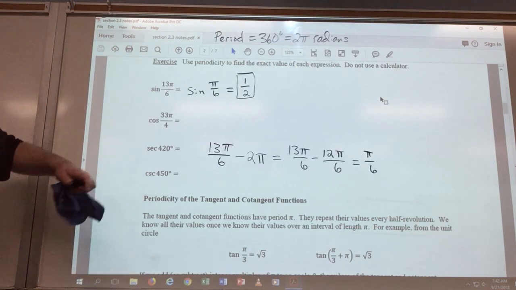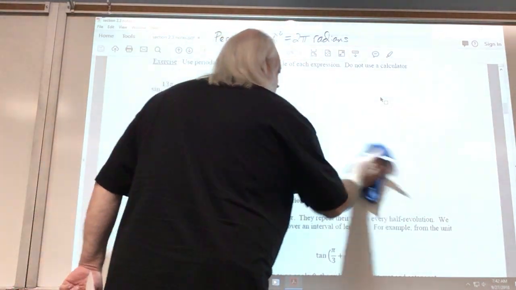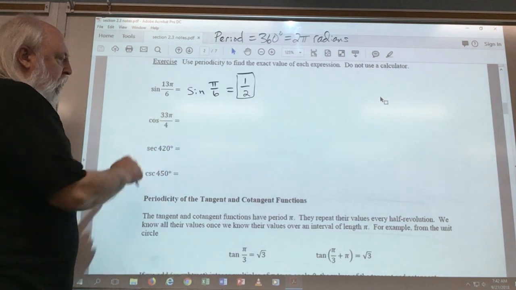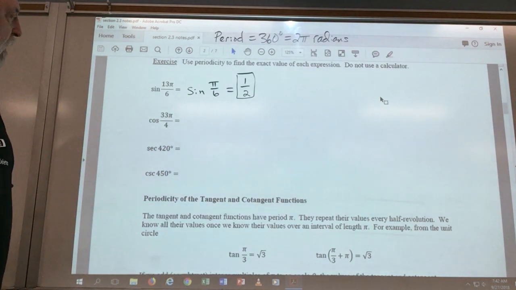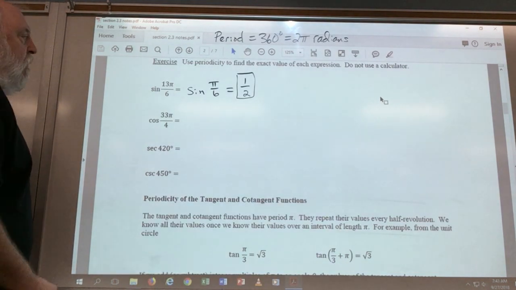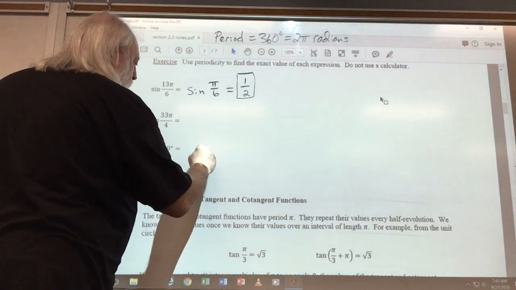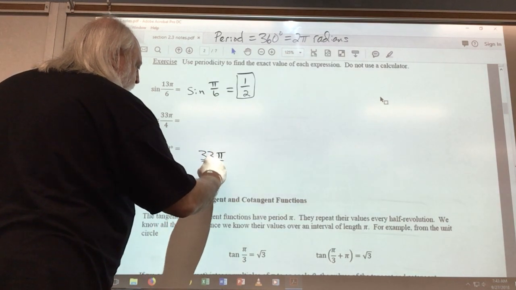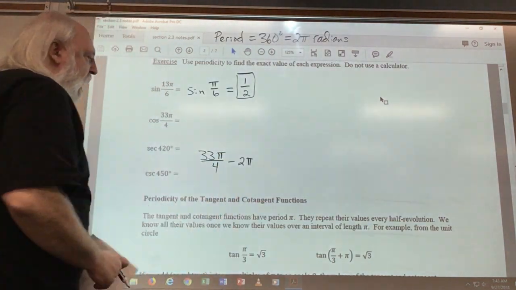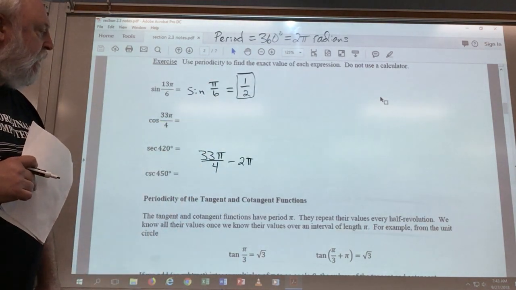In the next example, we have the cosine of 33 pi over 4. And so this is more than one revolution. In fact, it's more than 4 revolutions. Due to the periodicity of the cosine function having a period of 2 pi radians, the cosine of 33 pi over 4 has the same value as 33 pi over 4 minus 2 pi, because it has a period of 2 pi radians.